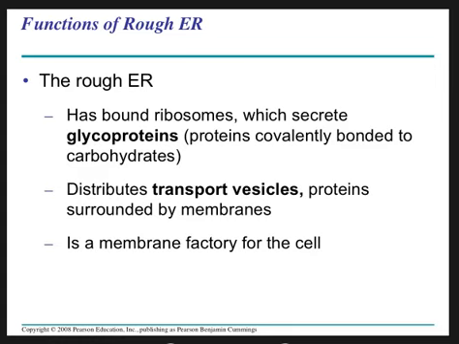So it's going to have proteins that get surrounded by membranes into those little transport vesicles that we talked about, and then it's going to send those transport vesicles out away from the surface of the endoplasmic reticulum to other parts of the cell. One of the big stops for the transport vesicles from the rough ER is to the Golgi, and we'll talk about that. The other thing that the rough ER does is it's the membrane factory for the cell. So if we need a new membrane for a new organelle, it's the responsibility of the rough endoplasmic reticulum to go ahead and make that membrane.